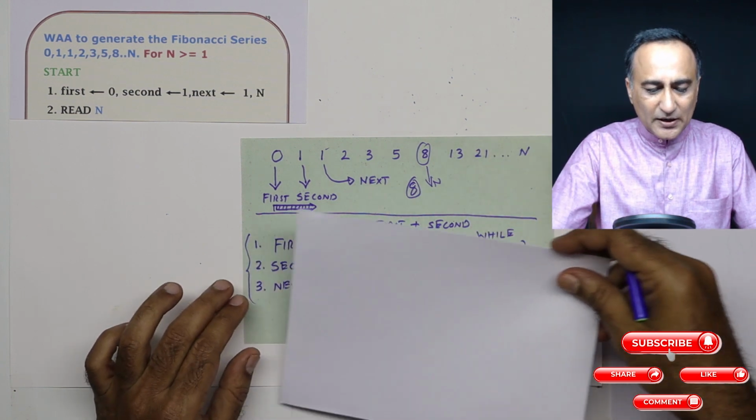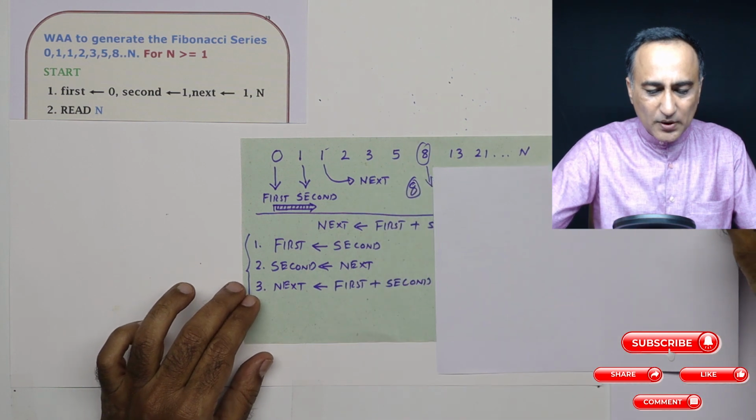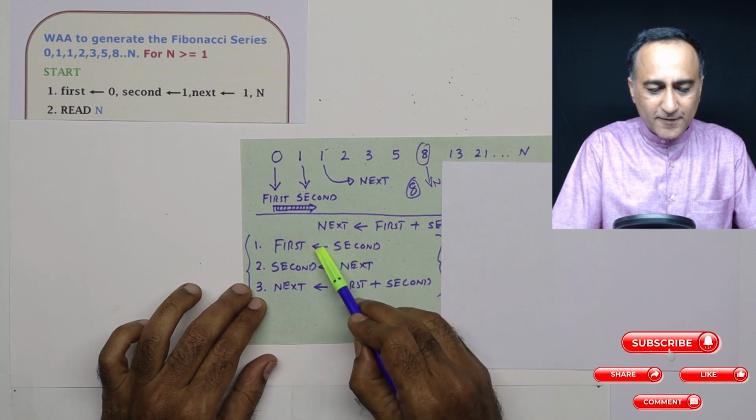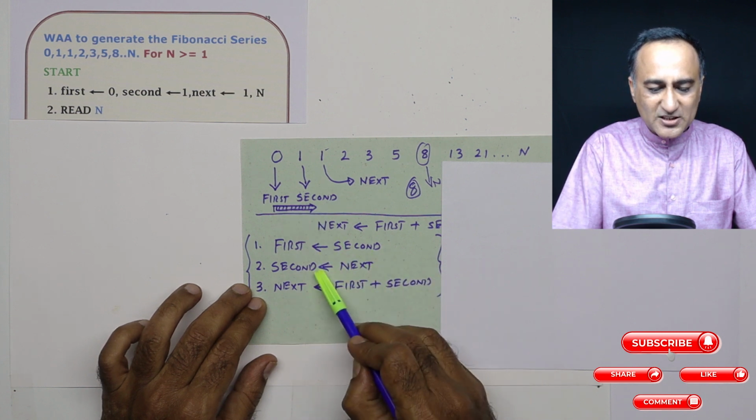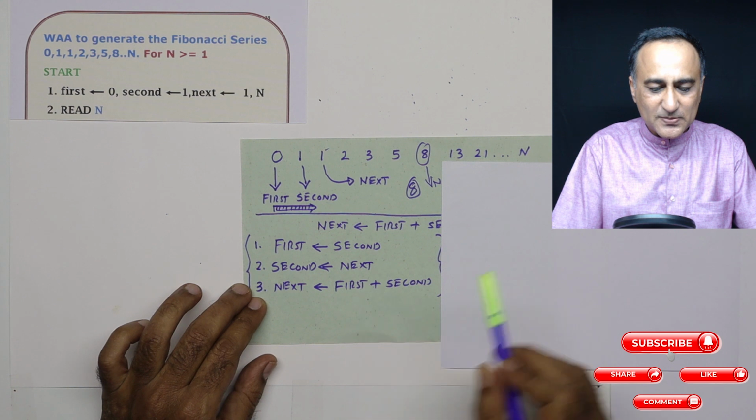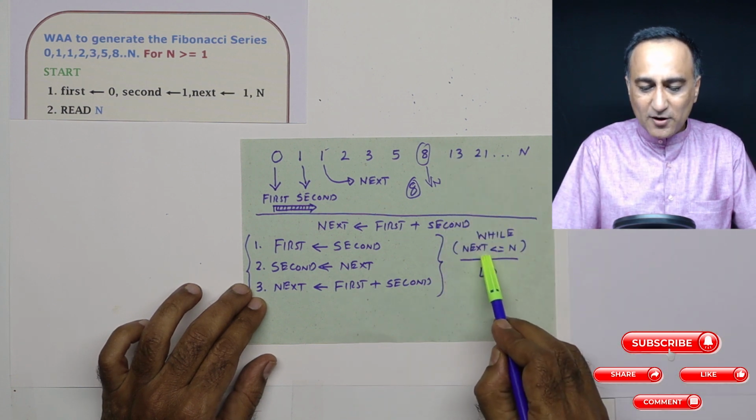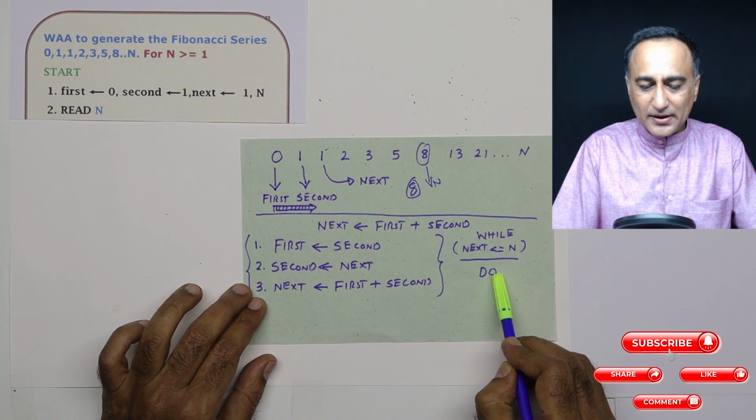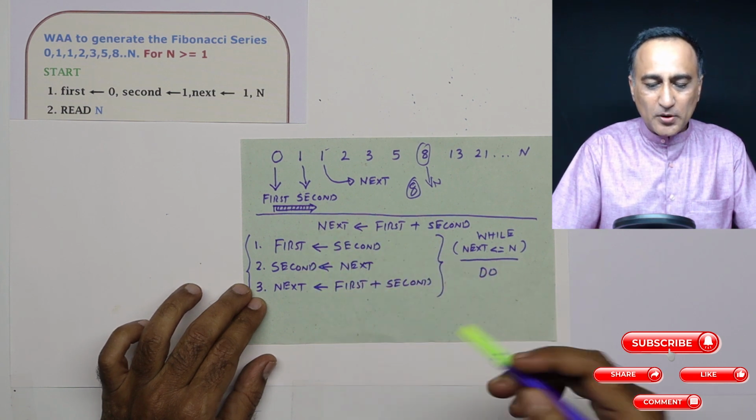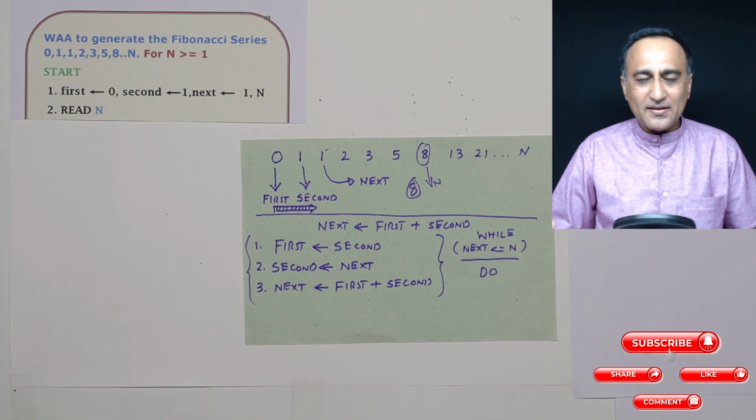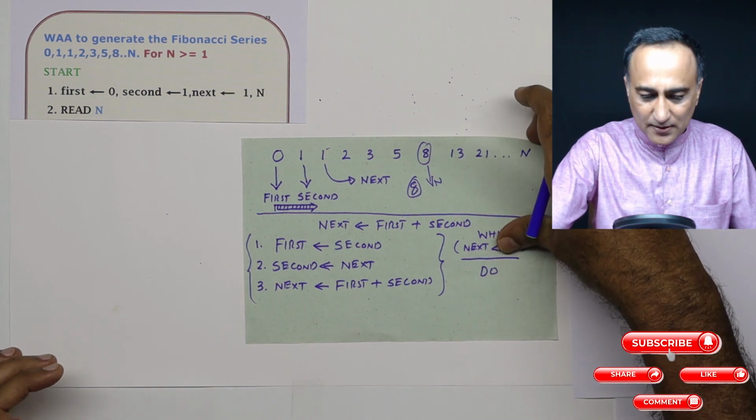So let's take a look at this body. What we're trying to do here is copy the value of second to first, then copy the value of next to second, and calculate next as first plus second. How long do I do it? I do it as long as the value of next is less than or equal to n. So this is a while do loop which keeps on happening till I reach the value of n, that is, next becomes equal to n.